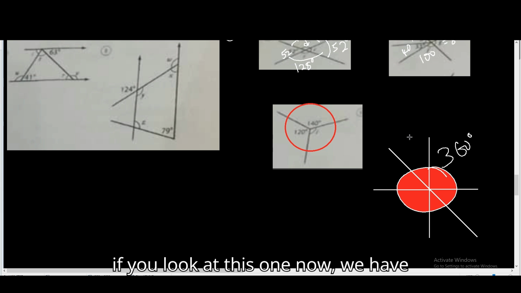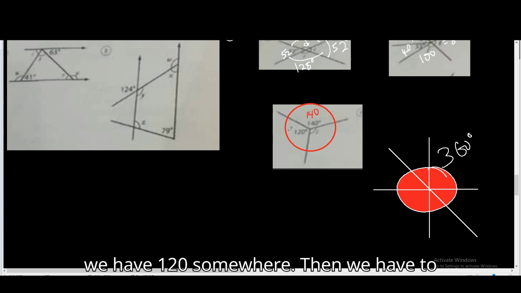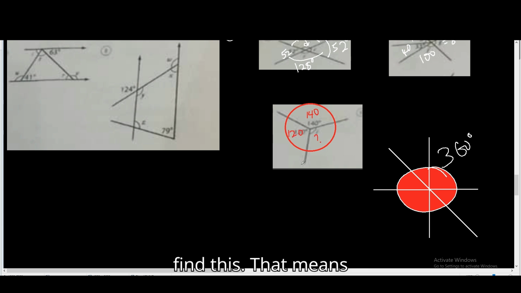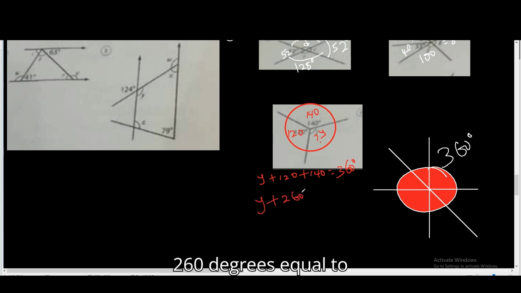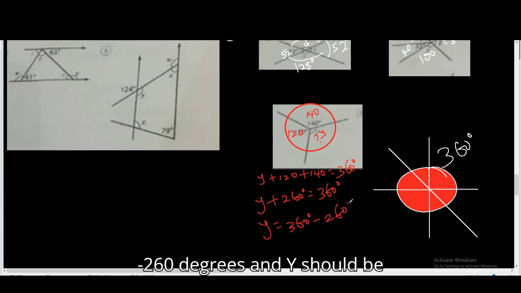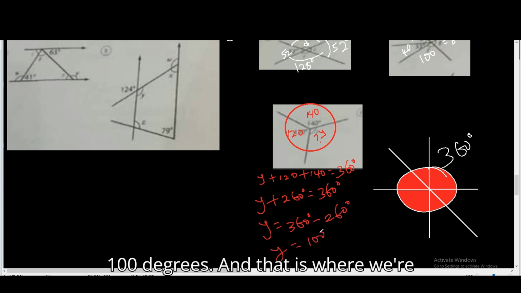So if you look at this one now, we have 140 somewhere, we have 120 somewhere, then we have to find this. That means we can say maybe this is y. So we say y plus 120 plus 140 equal to 360 degrees. Then this plus this is 260. So y plus 260 degrees equal to 360 degrees. Then y equals 360 degrees minus 260 degrees. And y should be 100 degrees.